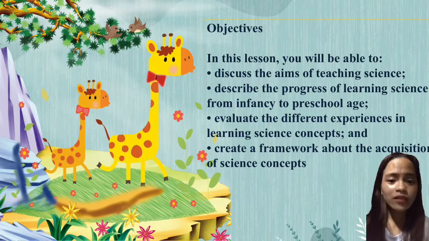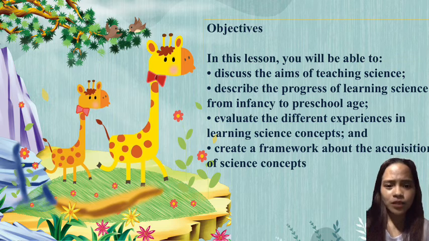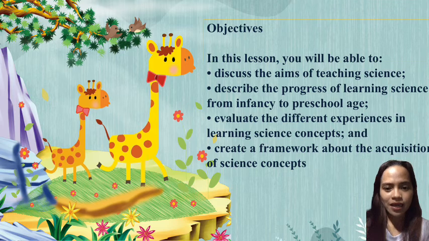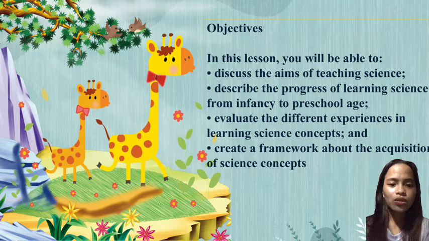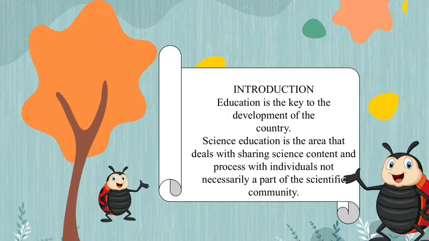Our objectives for this lesson are to discuss the aim of teaching science, describe the progress of learning science from infancy to preschool age, evaluate the different experiences in learning science concepts, and create a framework about the acquisition of science concepts.